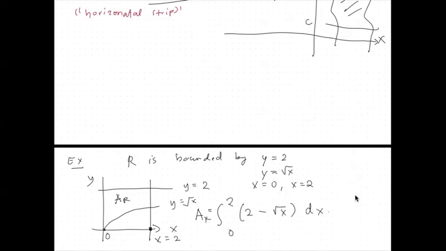So here we look at this as our height area element. This is the vertical strip, and this is your dx, and this is your upper and lower. So the height is upper minus lower, so 2 minus root x, and everything here is in terms of x.